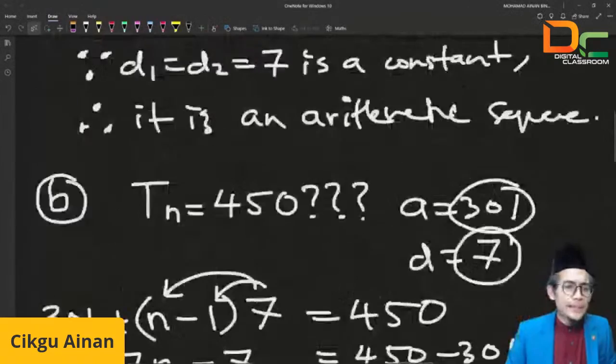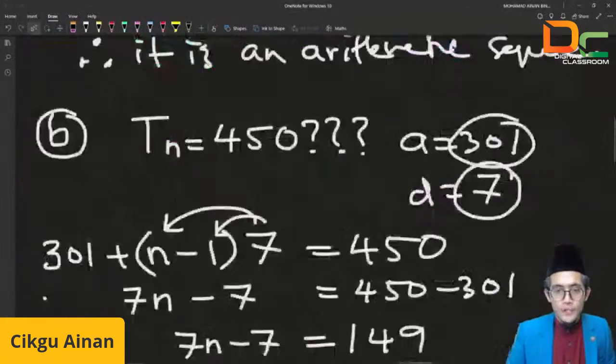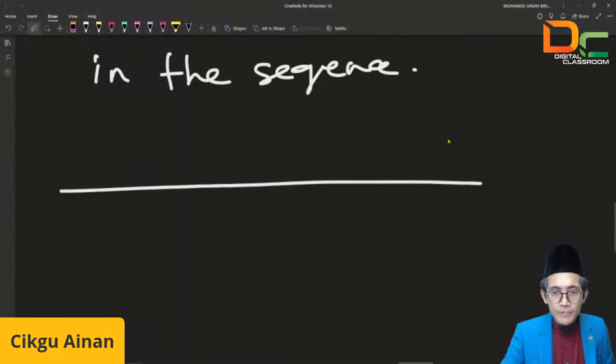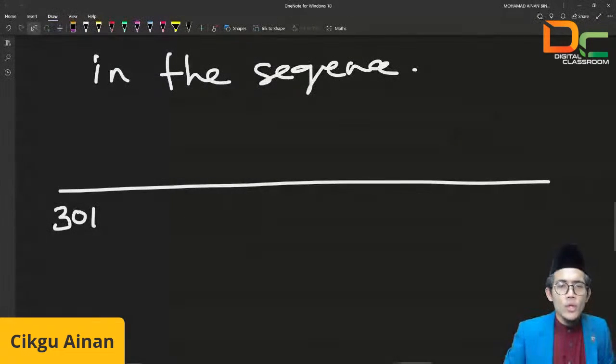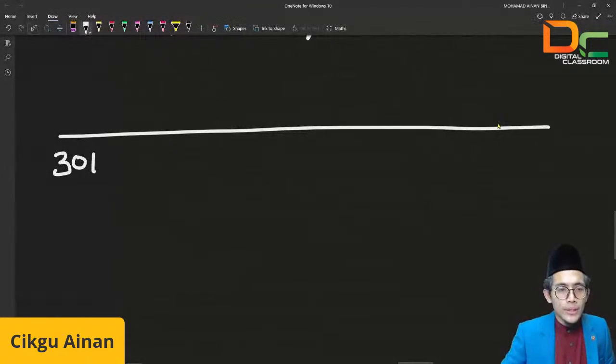Okay. Now this is the second part. Ada lagi third part. Find the sum of the terms greater than 450. Okay. Now we know. So we have the numbers kan. Tadi berapa, start with the 0. Betul lah. We start with this one.